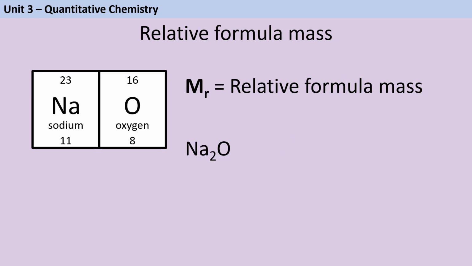Next, you need to be able to calculate the relative formula mass, also known as MR, of either a compound or a molecule. This is done by adding together the relative atomic masses of all of the elements in that substance, in the proportions that they are in the substance.